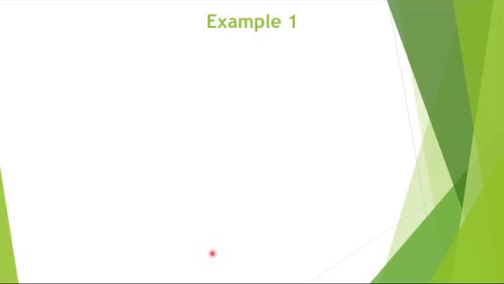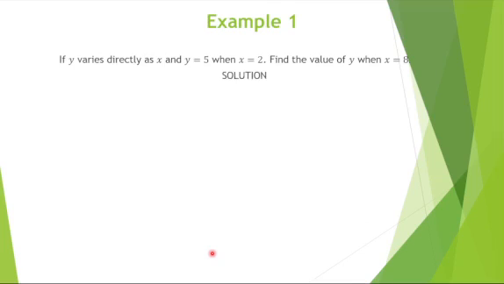Let's solve example 1. Let's get to see the question. If y varies directly as x and y is equal to 5 when x is 2, find the value of y when x is 8. The first thing we need to do here in our solution is to first of all find k, our constant of proportionality or constant of variation. Anyone you call it is okay.